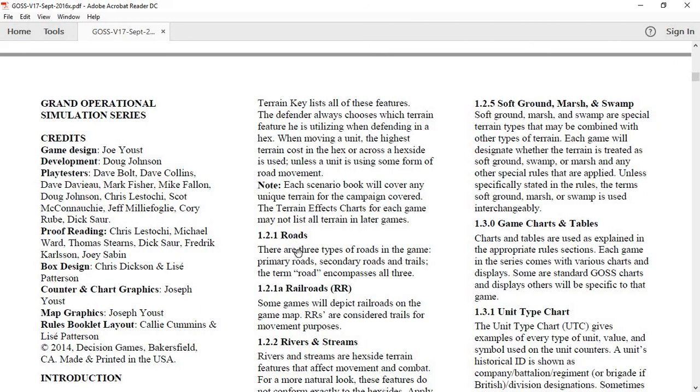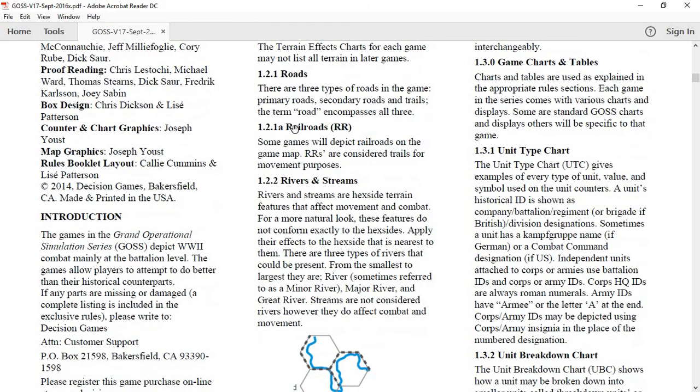Roads. There are three types of roads in the game: primary roads, secondary roads, and trails. The term road encompasses all three. Railroads. Some games will depict railroads on the game map. Railroads are considered trails for movement purposes.